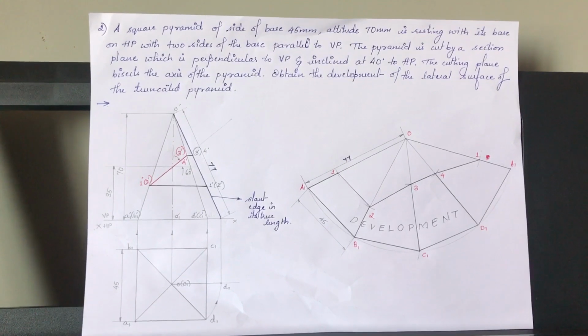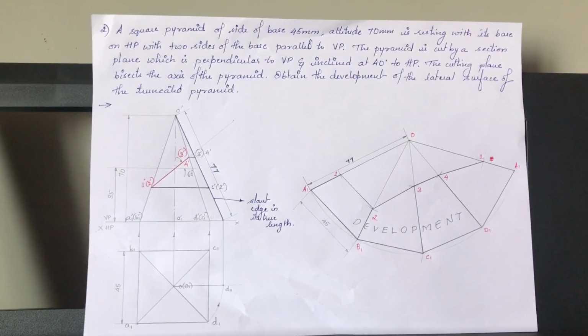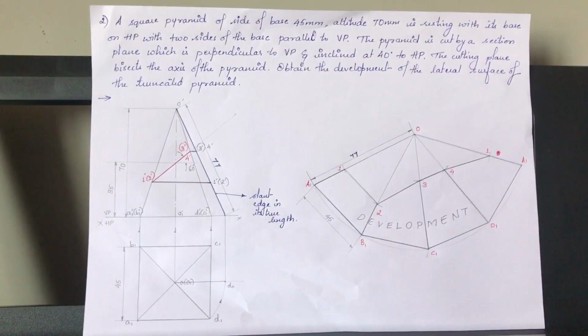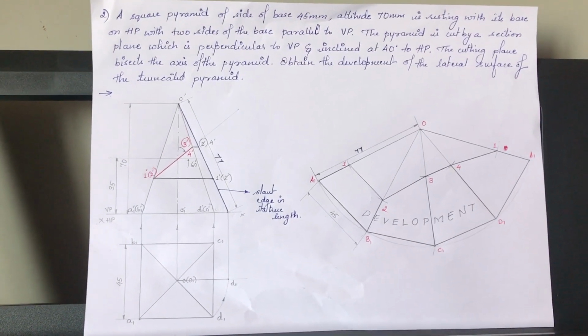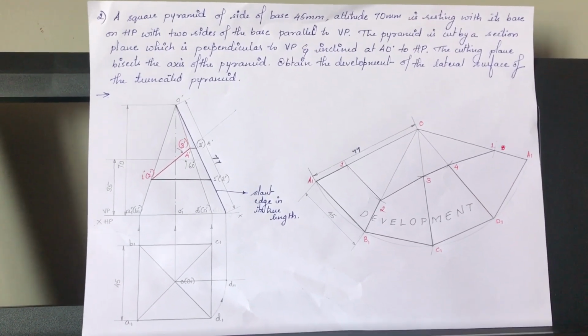The pyramid is cut by a section plane which is perpendicular to VP and inclined at 40 degrees to HP. The cutting plane bisects the axis of the pyramid. Obtain the development of the lateral surface of the truncated pyramid.